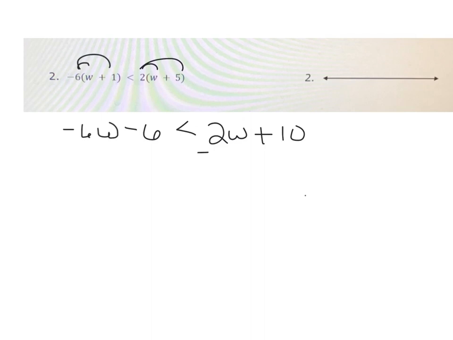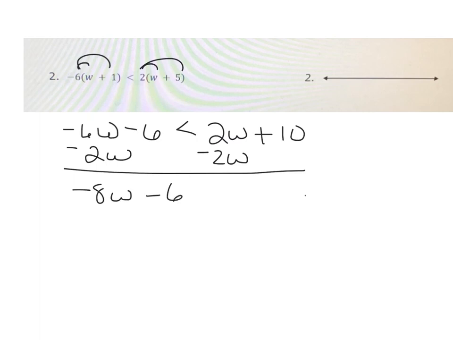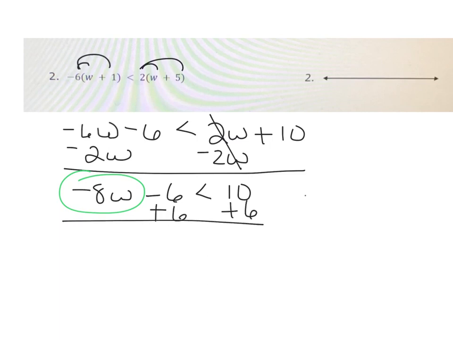So I am going to move my 2w by subtracting 2w from both sides. Negative 6w minus 2w, that gives me negative 8w. Minus 6 is less than 10. I need to isolate my variable. So to do that, I'm going to add 6 to both sides. And I get negative 8w is less than 16.